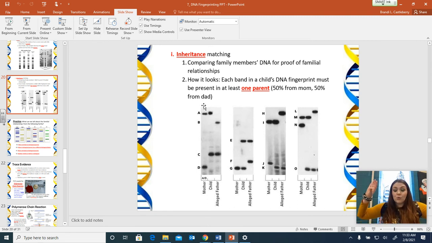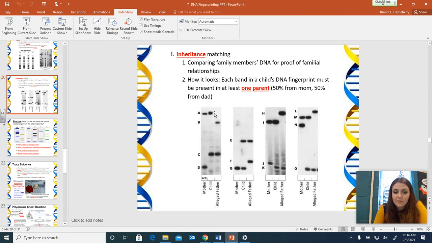We compare it to missing persons that we think we know their parents. Okay, it's like this is a missing person that looks to be the same height, weight, sex of male or female. So we think this might be our missing person. So we go to that missing person's parents. We take their DNA, compare it to our missing person's DNA, see if they match. So comparing a family member's DNA for proof of familial relationships could be for multiple reasons, but that would be one of them. So let's say this is the mother, the father's over here.